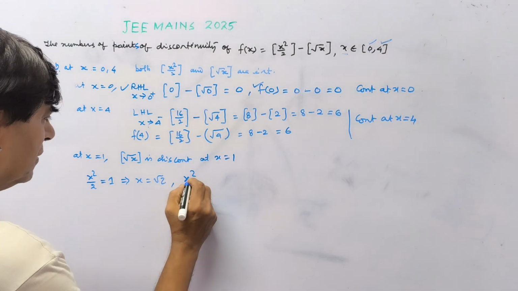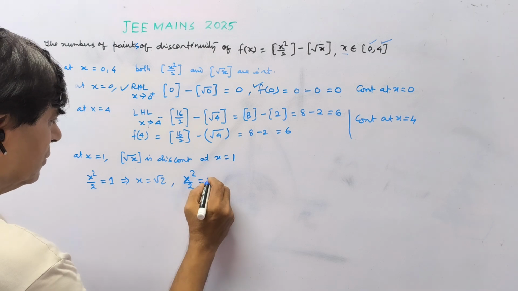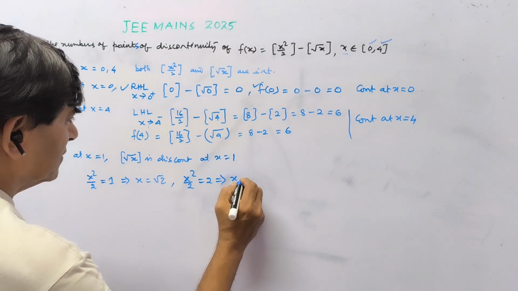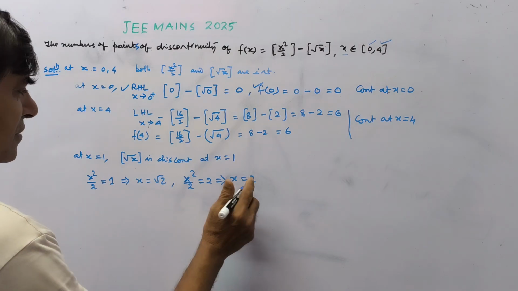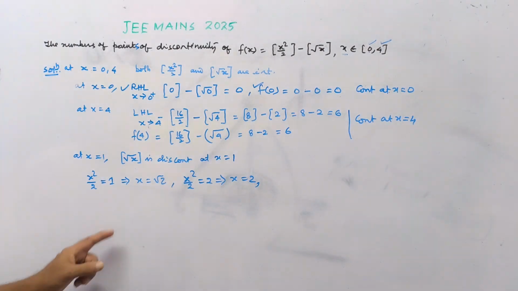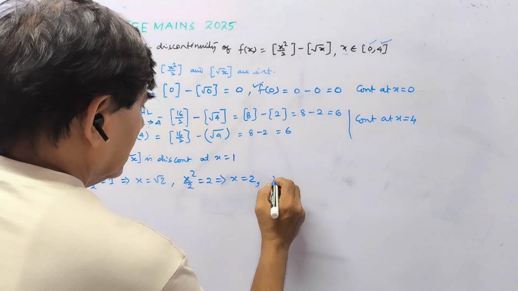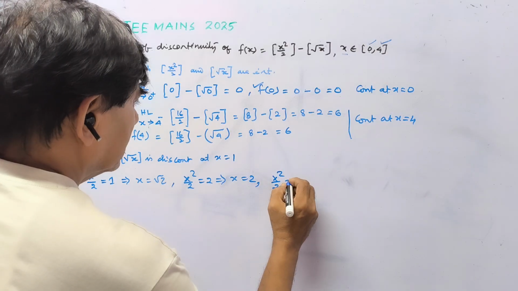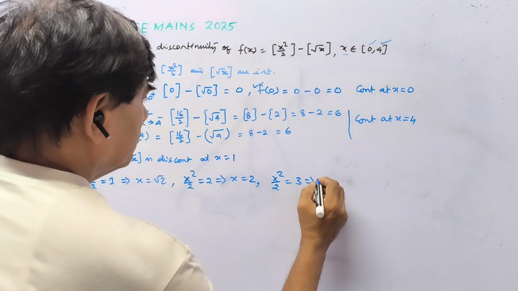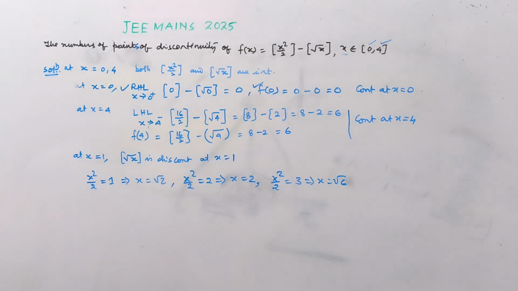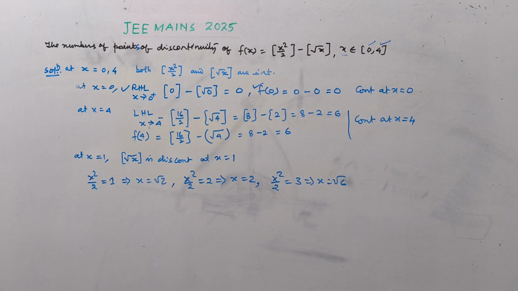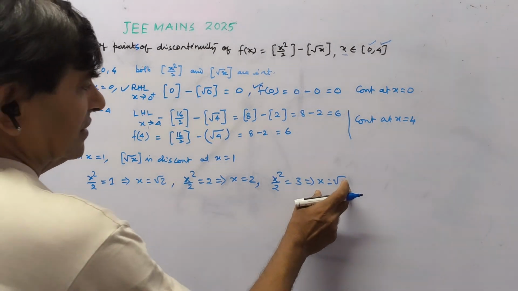Now x square by 2 is equal to 2. This implies x is equal to 2. At this point, it is also discontinuous. And x square by 2 is equal to 3. This implies x is equal to root 6. I am taking only positive here, see, the interval is given in positive. So it is here.